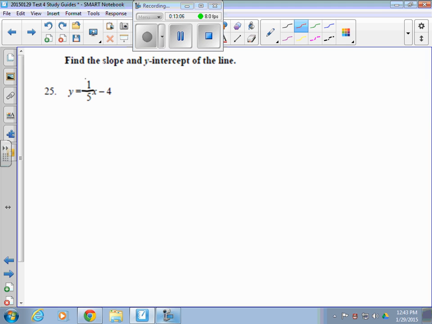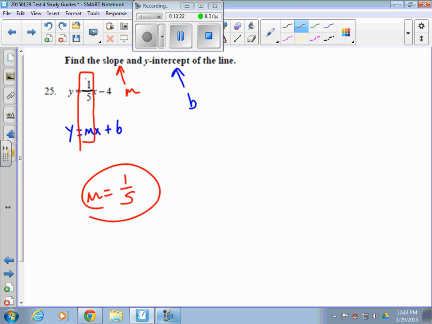25 says find the slope and y-intercept. If you know slope is the m, y-intercept is the b, it is in y equals mx plus b form. All you have to do is identify m is 1/5, so that's your slope, and b is the negative that goes with it for your y-intercept. Slope is 1/5, y-intercept is negative 4.